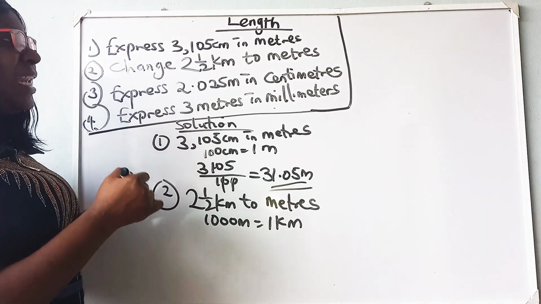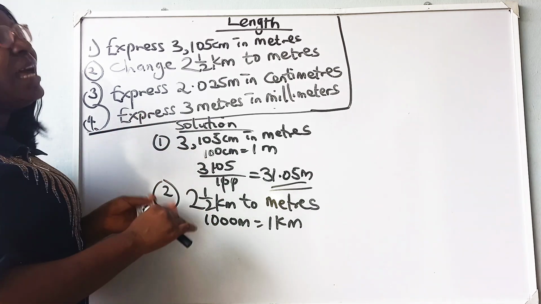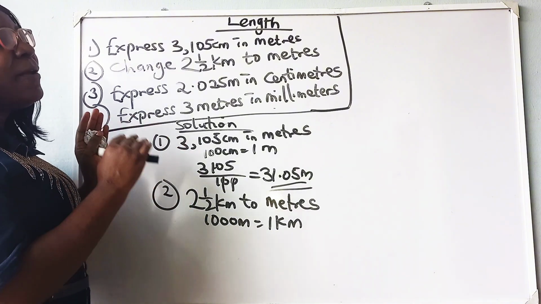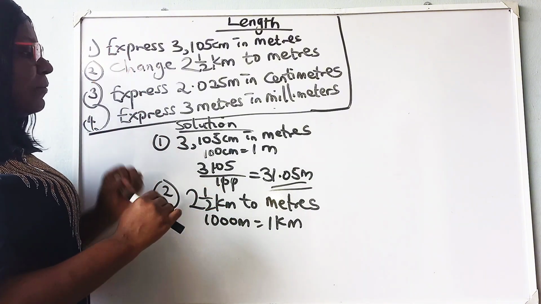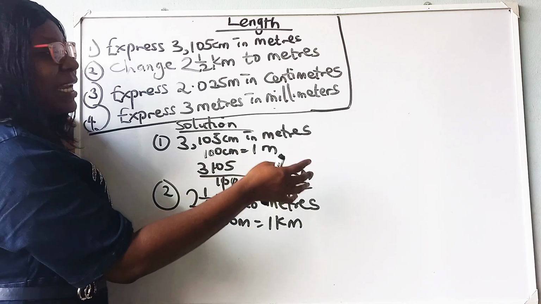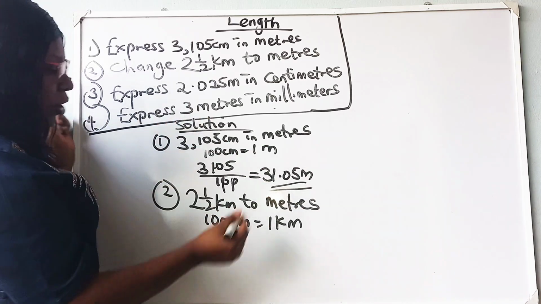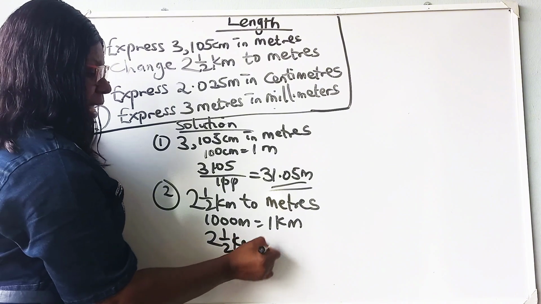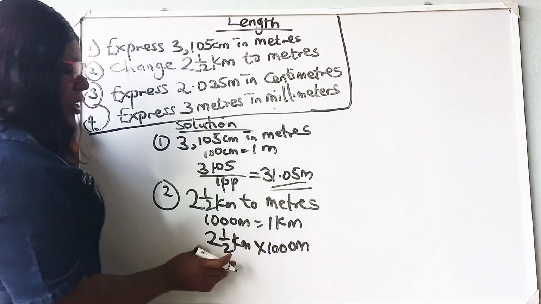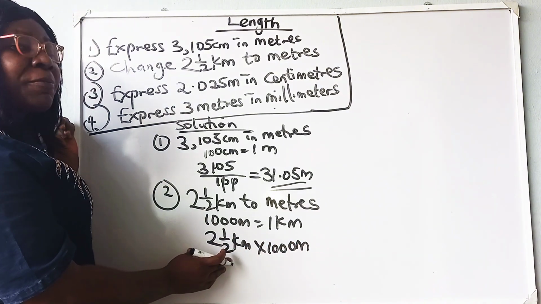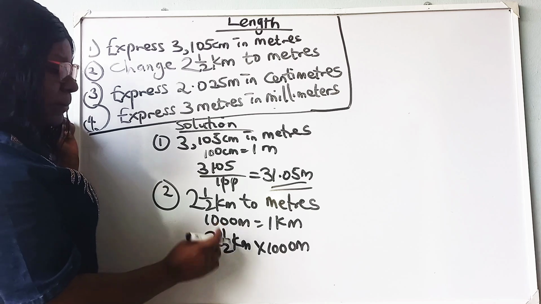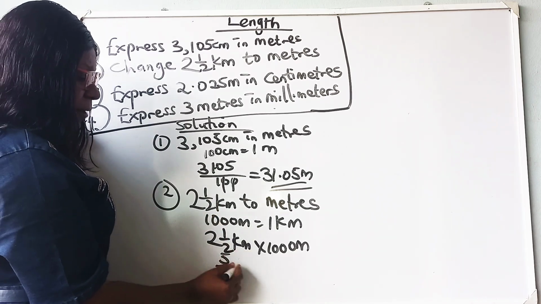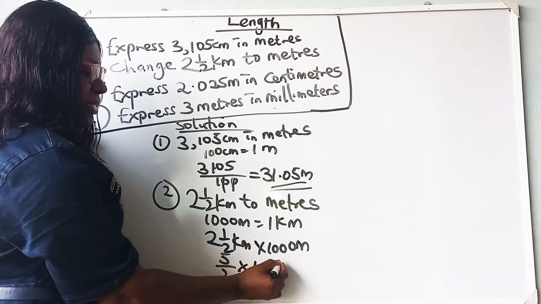If you remember what I said earlier, when you're converting from a bigger unit to a smaller unit, you multiply. But when you're converting from a smaller unit to a bigger unit, you're going to divide. So in this aspect, kilometer is bigger than meter, so we're going to multiply. Okay. Now we have 2 1/2 kilometers times 1,000 meters. So we're going to convert this mixed fraction to an improper fraction, so it will help us in our multiplication. So 2 times 2 gives us 4, plus 1, 5. We have 5 over 2 times 1,000.